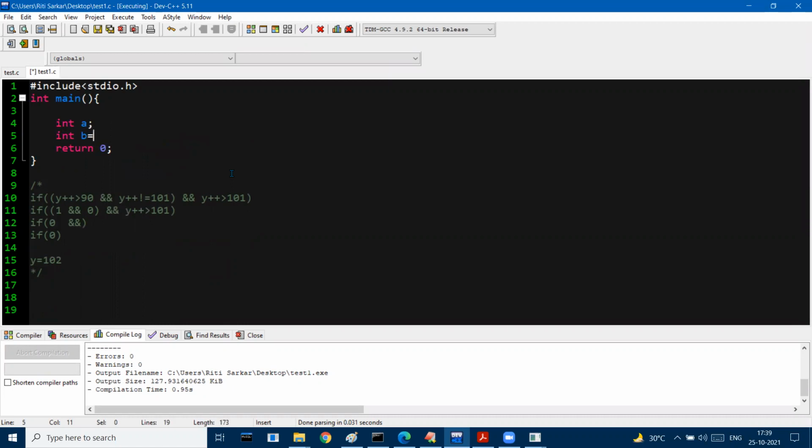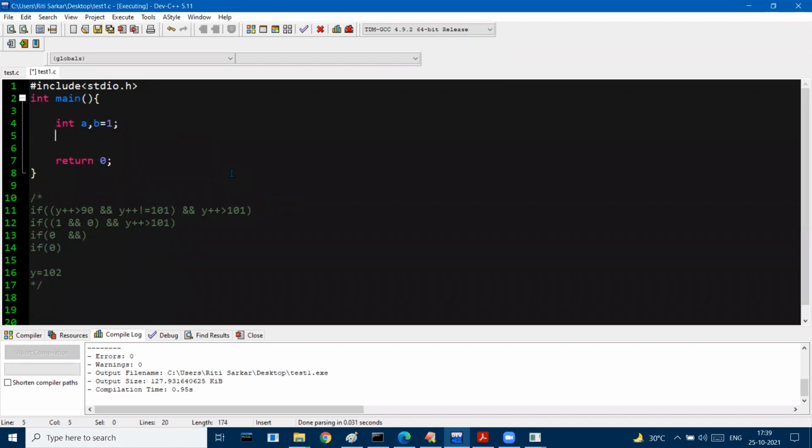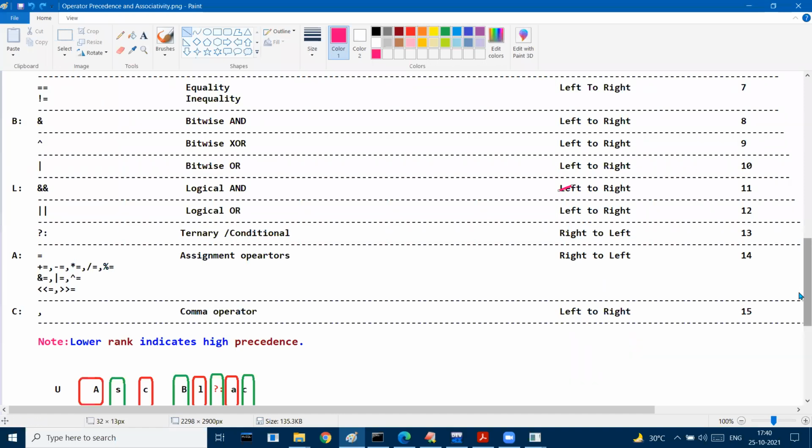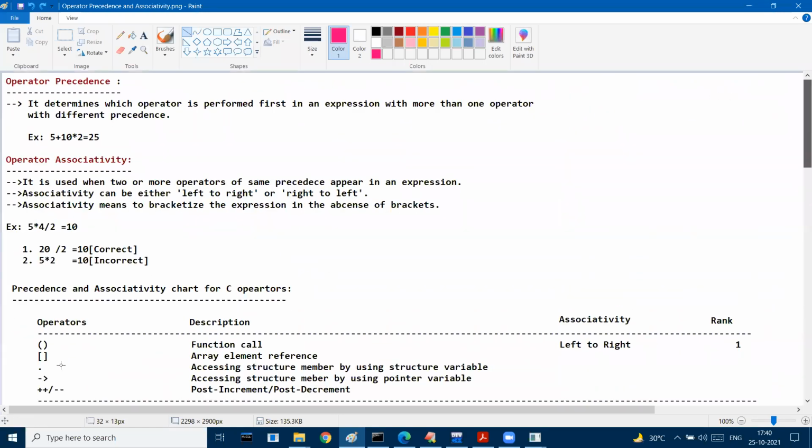Now suppose int a, b = 1. Two variables I am having. int a is declared and b is initialized, b = 1. Here I'm taking one array A of size 5. Now this third bracket open, third bracket close is also an operator, guys. You see the precedence associativity table. The third bracket open, third bracket close is also an operator.